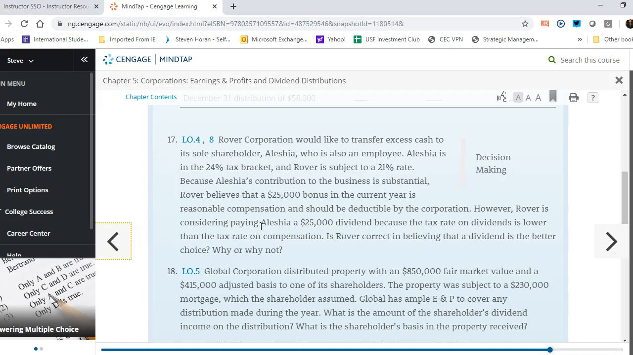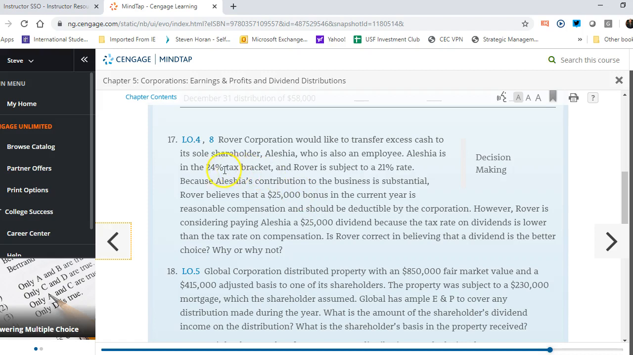So basically, we have to figure out what is the best choice. Is Rover correct in saying the dividend's better? Why or why not? So basically, the question is, should we pay Alicia as an employee a $25,000 salary expense, or do we pay her a $25,000 dividend? And keep in mind she's the only shareholder. Okay, that makes this calculation easier.